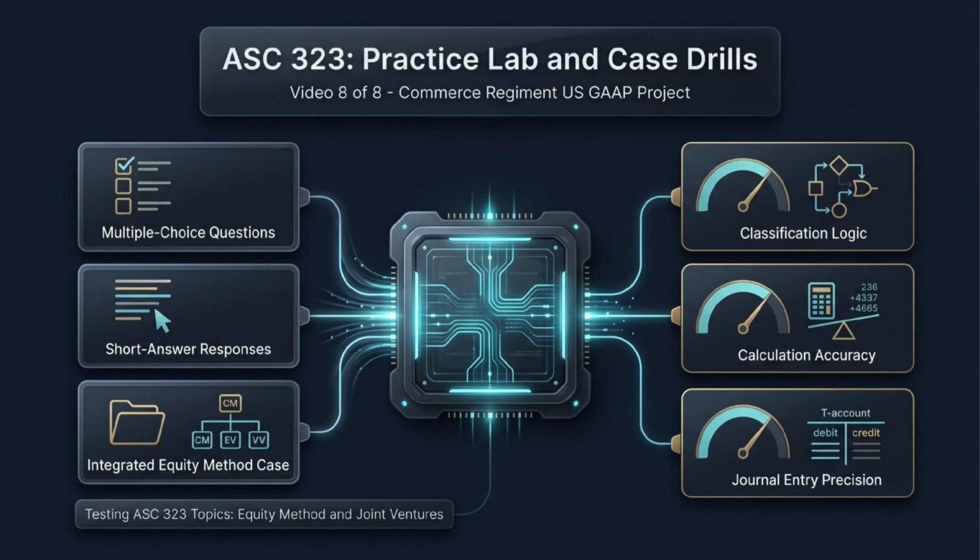We have now reached the final video of ASC 323, and today we are turning the full topic into practice. This is where the rules stop sitting politely in separate slides and start appearing together inside exam style questions and case facts. We will work through multiple choice questions, short answers, and one integrated case covering scope, significant influence, journal entries, basis differences, intra entity profit, losses, ownership changes, and tax credit presentation. The goal is not just to know the rules, the goal is to apply them calmly when the fact pattern tries to look more dramatic than it really is.